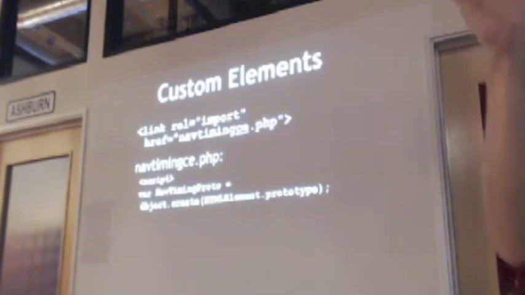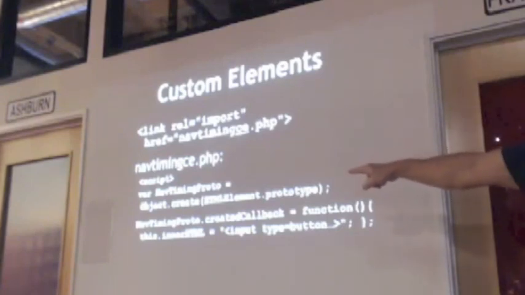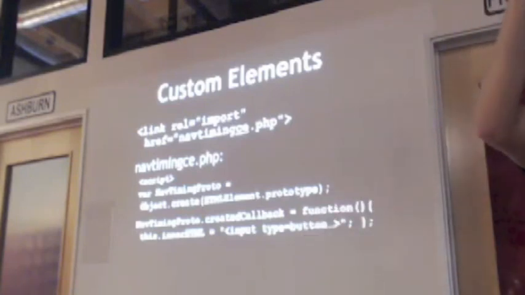So we're going to start with a link rel import. This time it's nav timing CE for custom elements, so it's slightly different. And what's going to be in there? The only thing that's going to be in the HTML import this time is JavaScript. So I guess it's a misnomer. I'm going to create a prototype that I'm going to call the nav timing prototype, and I'm going to add to that a callback whenever one of these custom elements is created. And that callback is just going to set the inner HTML to have that input button that says nav timing on it. And when you click on that button, it's going to call the do nav timing function. And then I have to register that element, right?